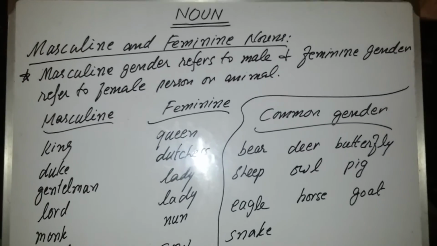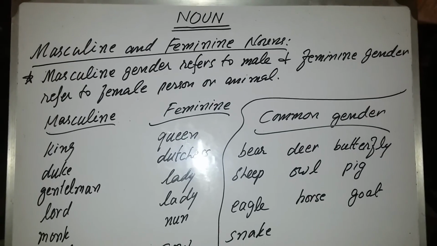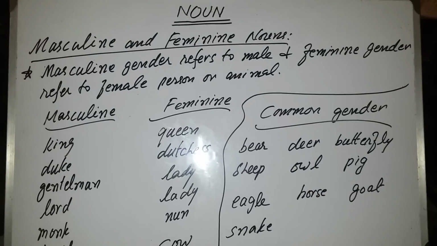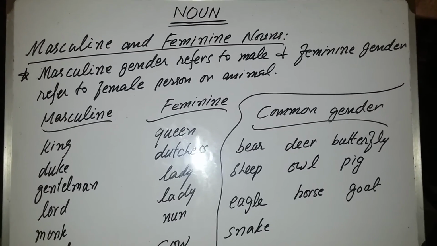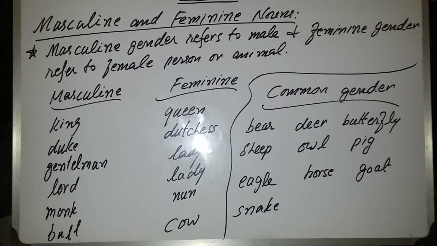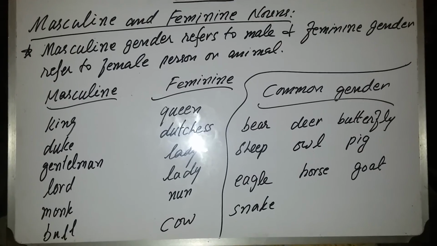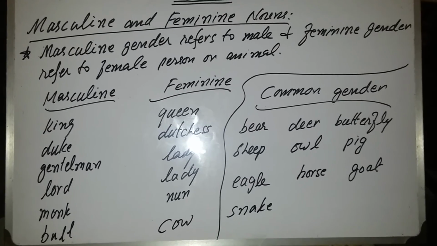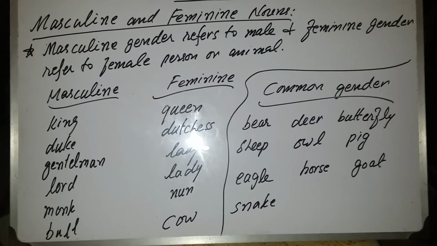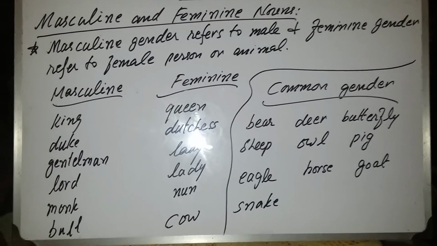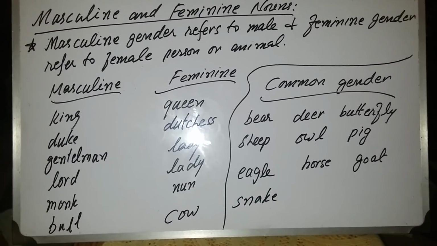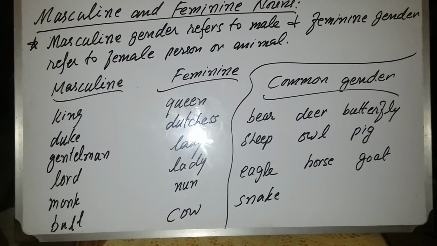Now, masculine and feminine nouns. Masculine gender refers to male persons and animals, and feminine gender refers to female persons and animals. For example, king is masculine, queen is feminine; duke, masculine; duchess, feminine; gentleman, masculine; lady, feminine; lord, masculine; lady, feminine; monk, masculine; nun, feminine; bull, masculine; cow, feminine.